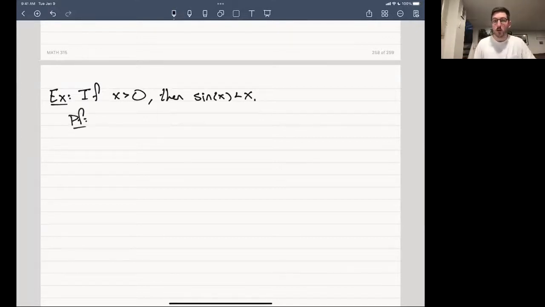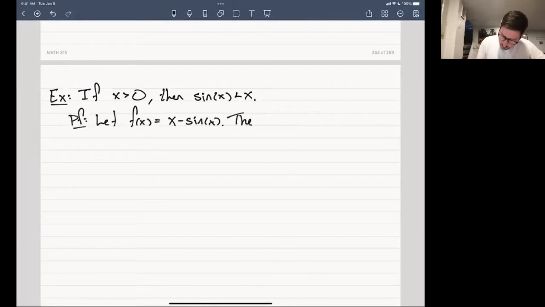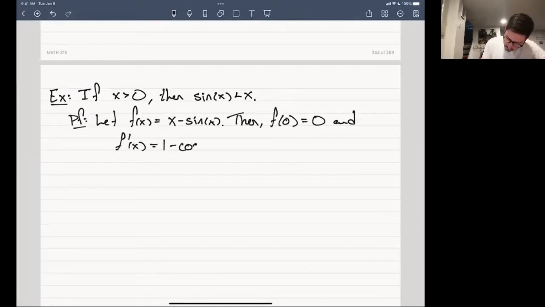Okay, so what's the proof here? Well, we're going to show that a certain function is increasing, and therefore, we have exactly what we need. So let me show you how this argument goes. Let's say let f of x equal x minus sine of x. Okay, well, first of all, then f of 0 is equal to 0, and f prime of x is 1 minus cos of x.